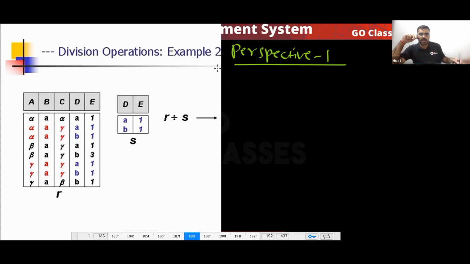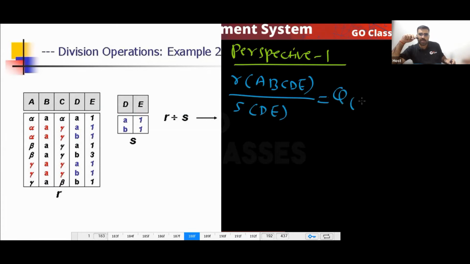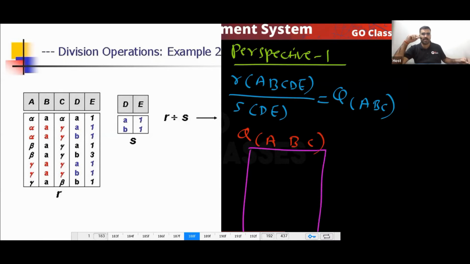So let's see. Here, very simple. In R you have A, B, C, D, E, and in S you have D, E. So your final answer will be ABC. And so here Q, ABC, you must have. Okay, let's do perspective number 1. If you have already done the question, can you apply perspective number 1? Let's understand everything. Why understand only a single thing? Why understand only one method? Let's understand every method.